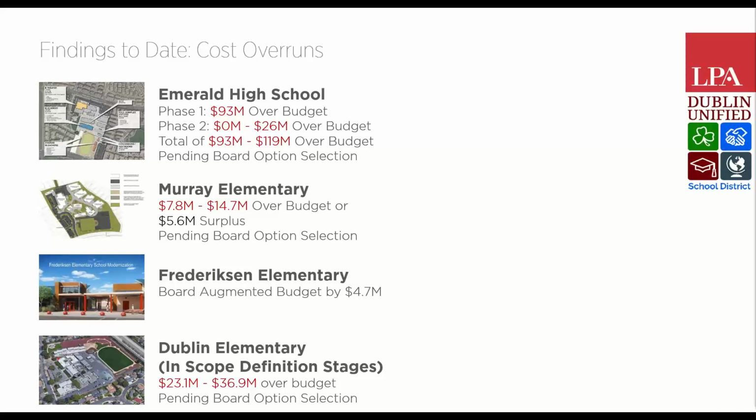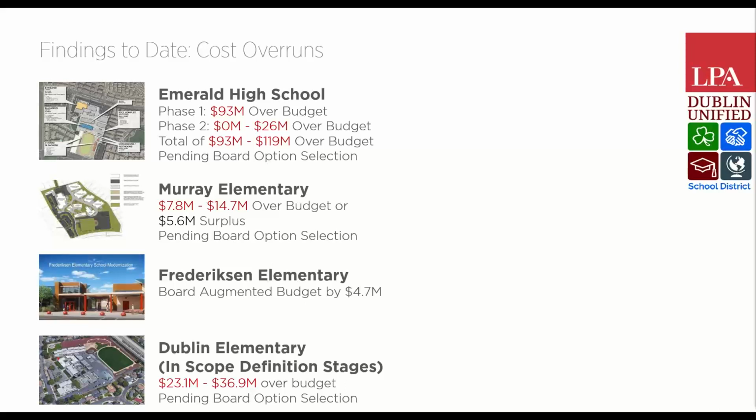Murray also has 3 options that have been presented to the board, and it's still pending board selection. And these options range from a 5.6 million surplus on the budget, which means there'll be money left over, to 14.7 over budget. Frederickson Elementary School, just recently, a couple board meetings ago, the board did augment the budget by 4.7 million.